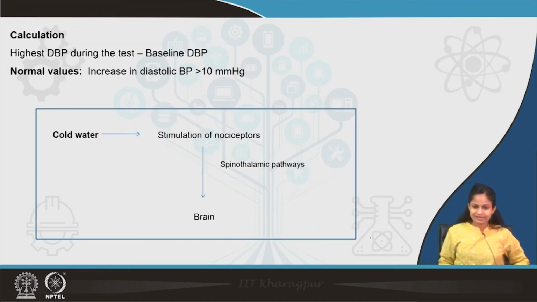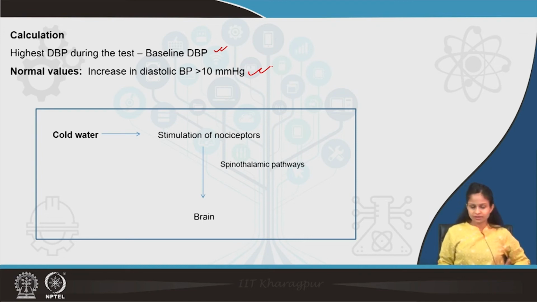For the calculation, we check the reactivity here also by subtracting the baseline diastolic blood pressure from the highest diastolic blood pressure during the test. An increase in the diastolic blood pressure of more than 10 millimeter of mercury is usually considered normal. Anything below that is considered abnormal.